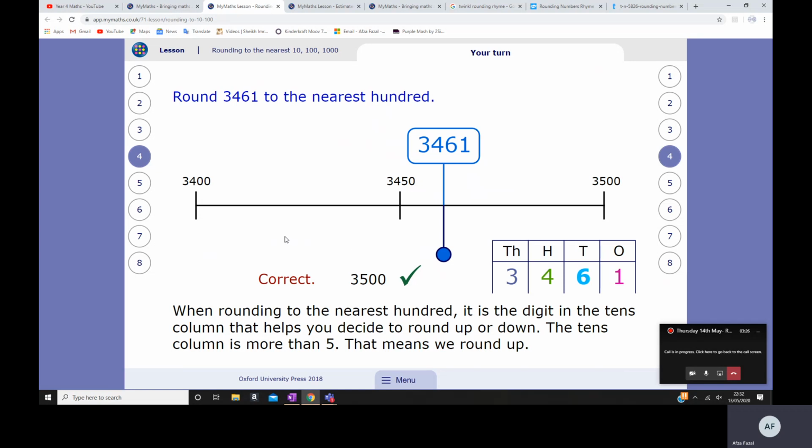I'm going to go through quite a lot of examples to help you and explain it to you. I will show you another method of working it out as well, but the number line is the best one. If you don't need it, you don't have to use the number line.